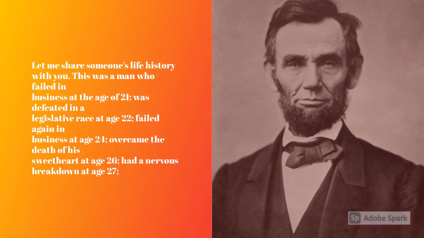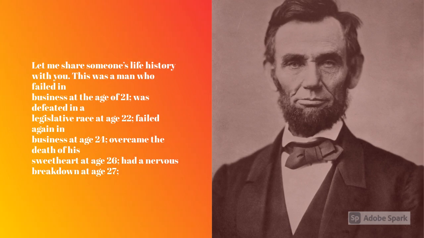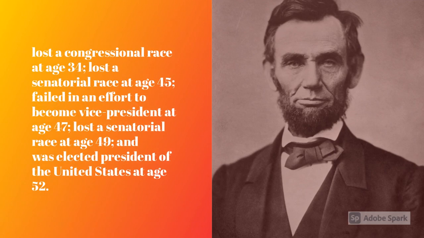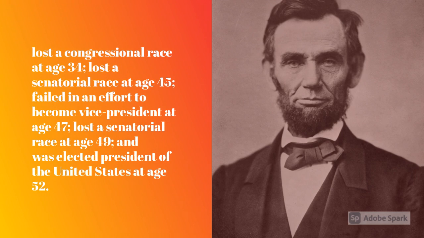Let me share someone's life history with you. This was a man who failed in business at the time of 21, was defeated in a legislative race at age 22, failed again in business at age 24, overcame the death of his sweetheart at age 26, had a nervous breakdown at age 27, lost a congressional race at age 34, lost a senatorial race at age 45, failed in an effort to become vice president at age 47, lost a senatorial race at age 49, and was elected president of the United States at age 52.